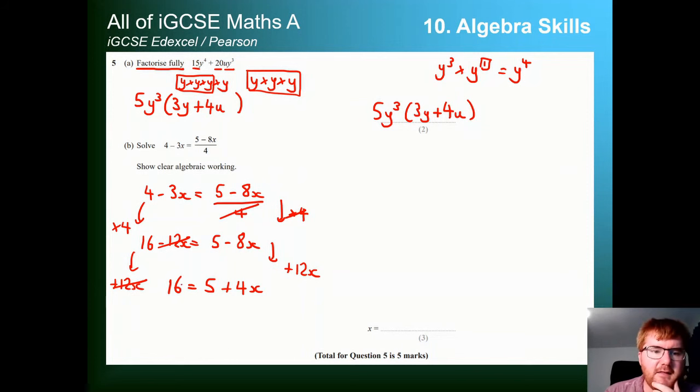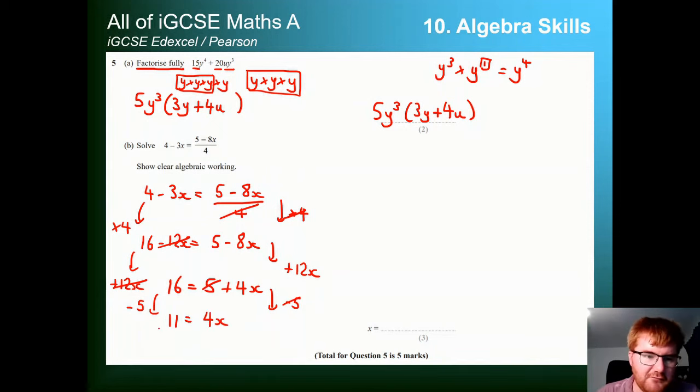Once we've got that, then we're going to focus on the numbers. So we want the x on its own. The opposite of adding 5 is minusing 5 on both sides. 16 minus 5 is 11. This cancels, giving us 4x. And we're almost there. We just need to remove that 4. What's the opposite of timesing 4? Dividing 4 on both sides. That then gives us x is equal to 11 over 4.